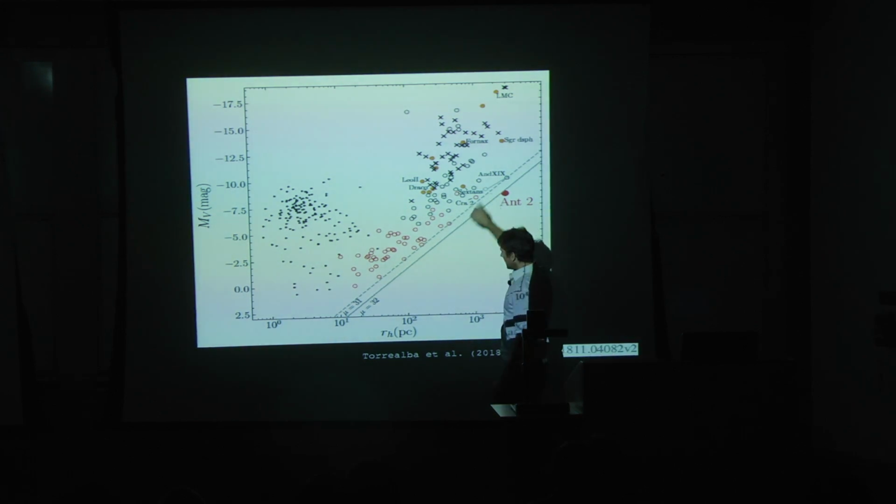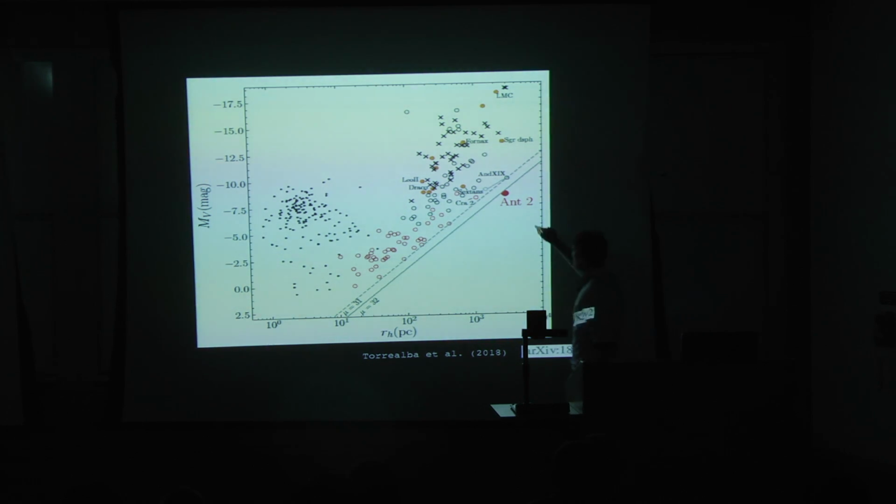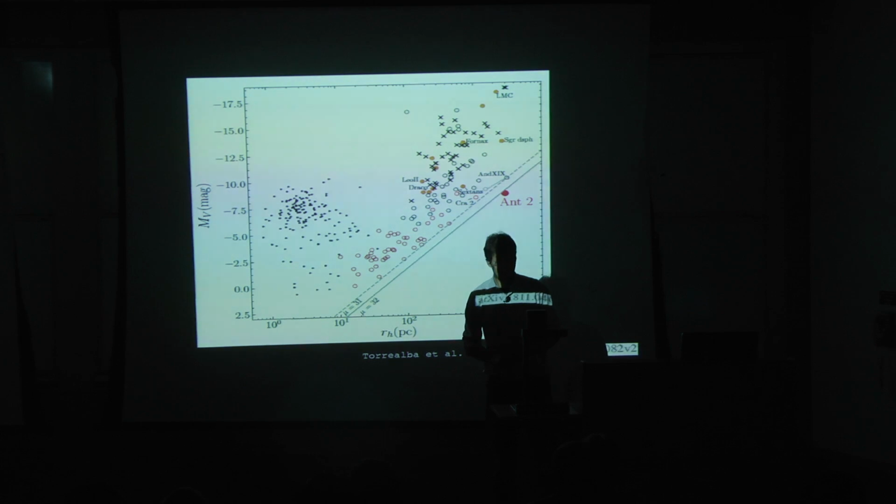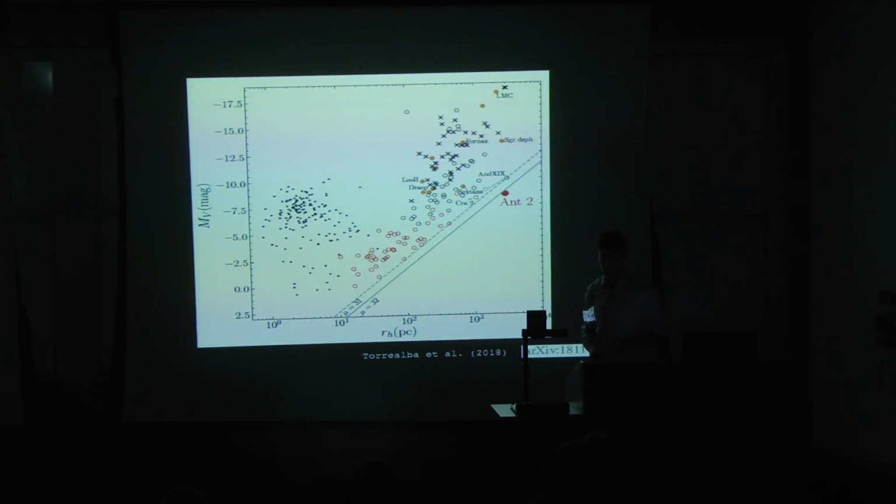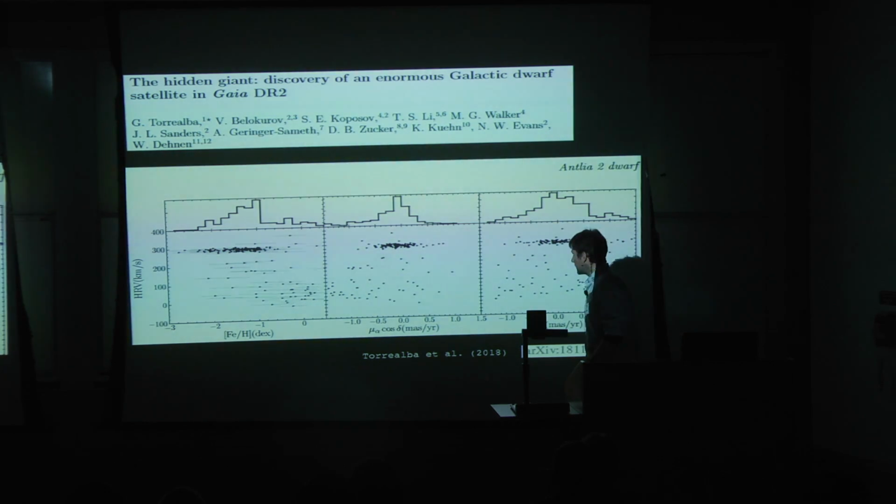But these lines here are lines of constant diffuseness or surface density. Antlia 2 is way lower in that regard than anything that's been found before. So it's below surface brightness limits for finding galaxies the usual way. These are its other properties.